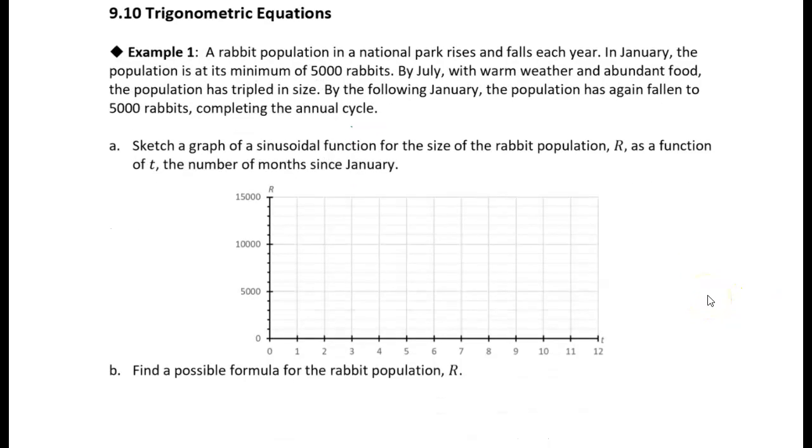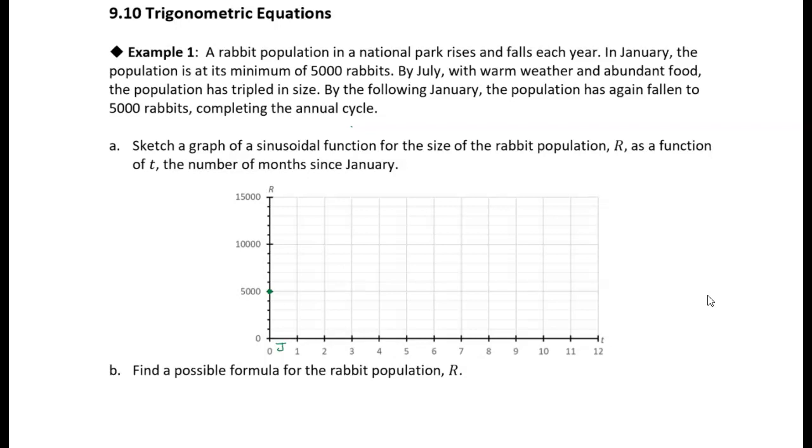There, we can see this graph a little bit more. So this is actually January. The duration of January is between 0 and 1. Because it says that by the end of December to the beginning of January, the population is 5,000. So let's put a point there. 5,000 rabbits going into January.